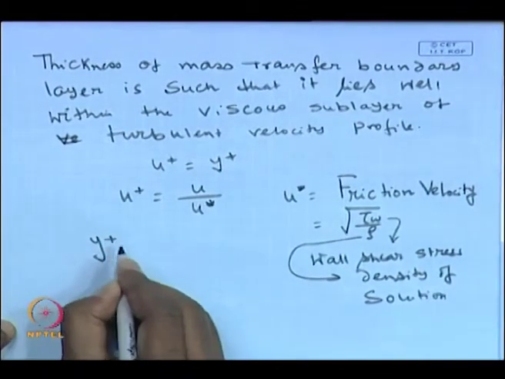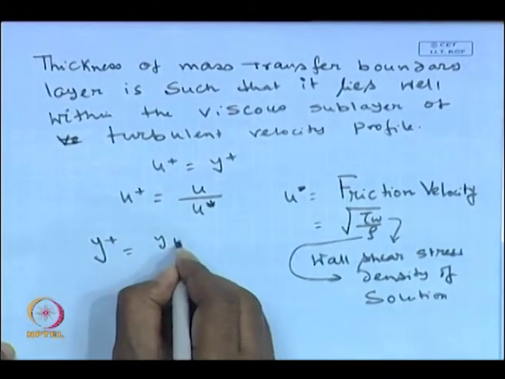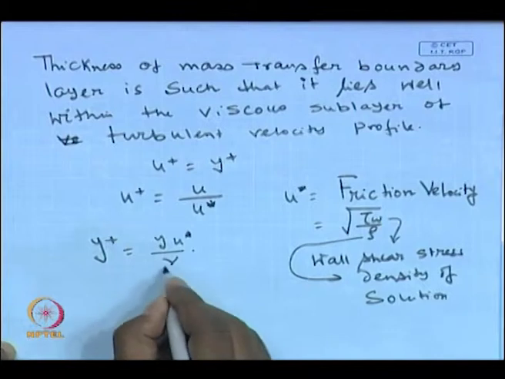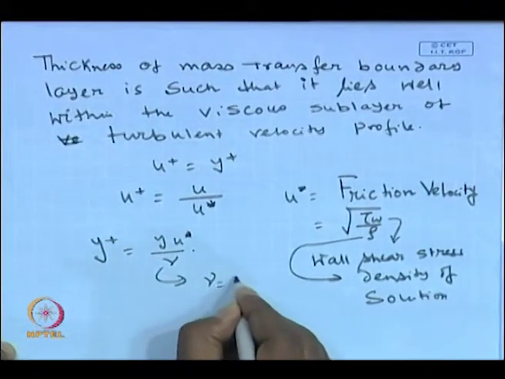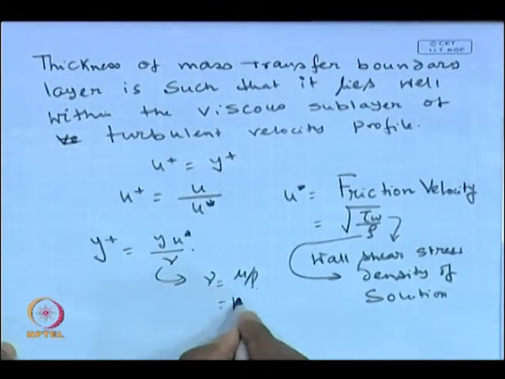And what is y plus? Y plus is again non-dimensional distance, it is y u star by nu. Okay, that is the nu. What is nu? Nu is the kinematic viscosity, mu by rho. So, mu is the viscosity, rho is the density. So, it is known as the kinematic viscosity.